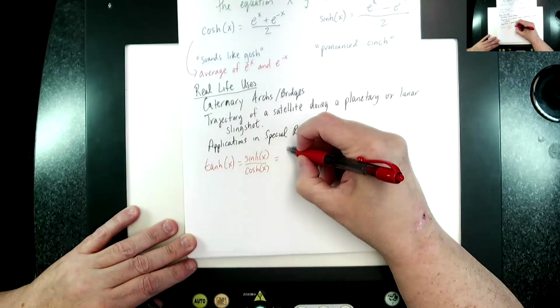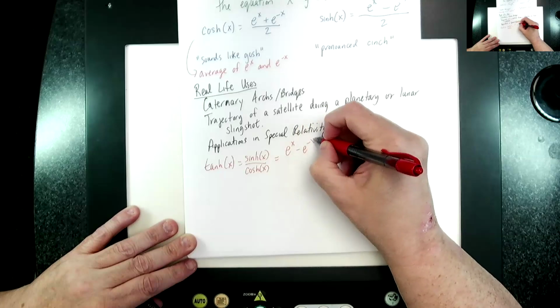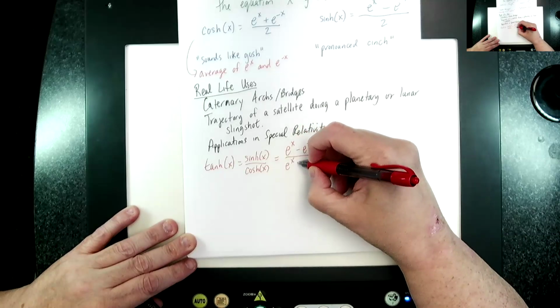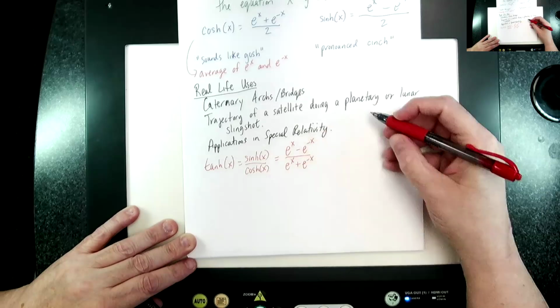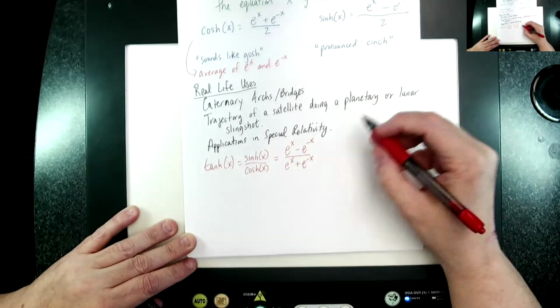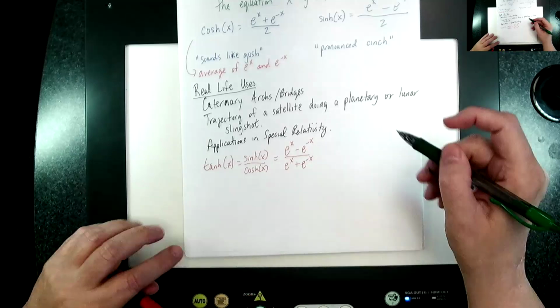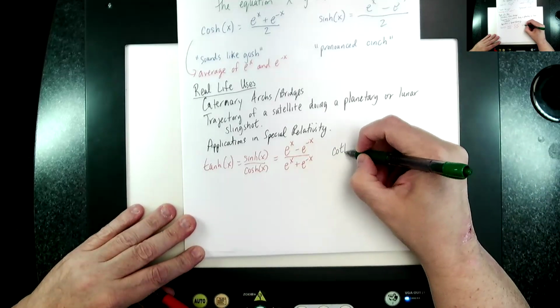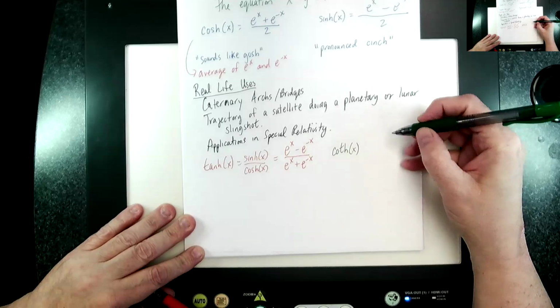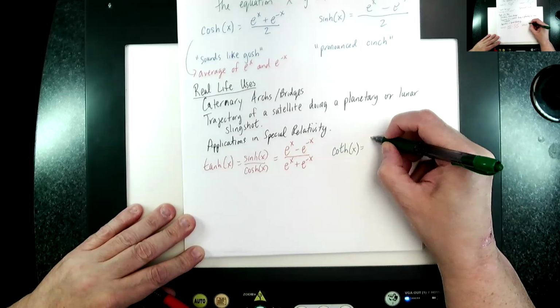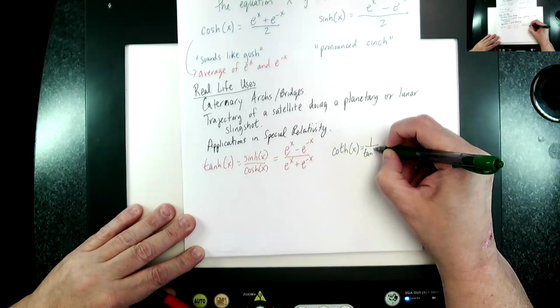So we have e to the x minus e to the negative x over e to the x plus e to the negative x. Coth x, or hyperbolic cotangent, is, yep, 1 over tanh.